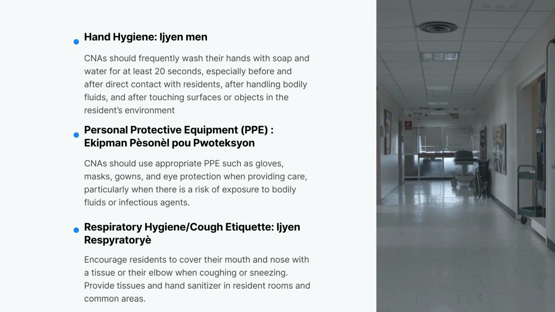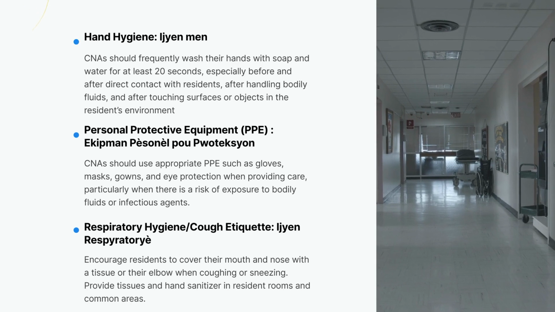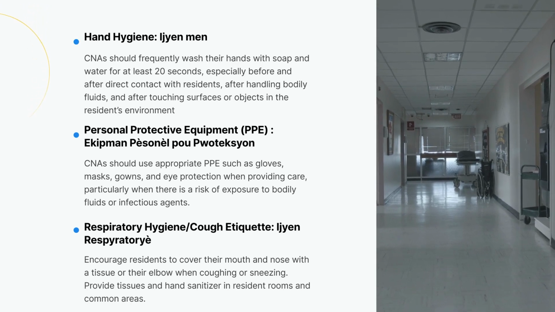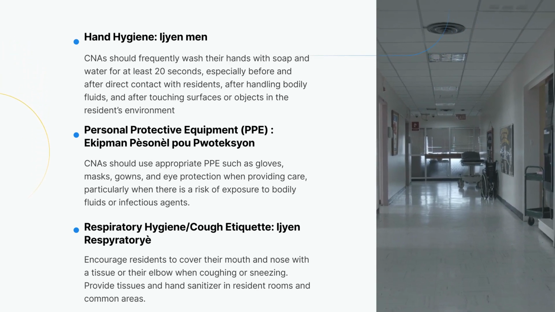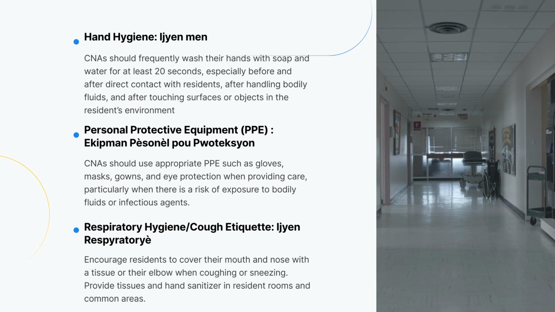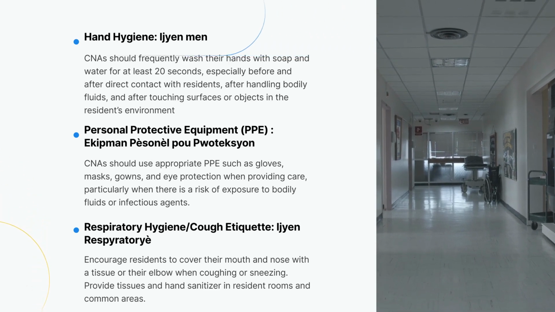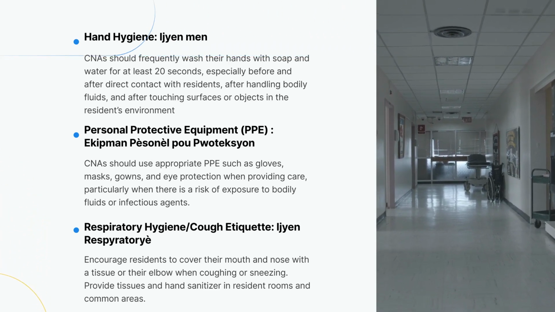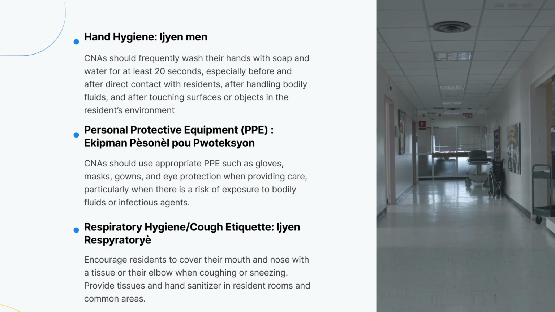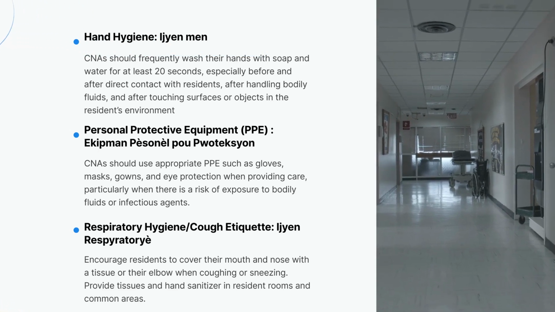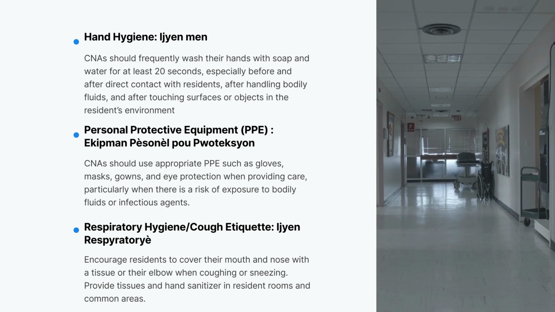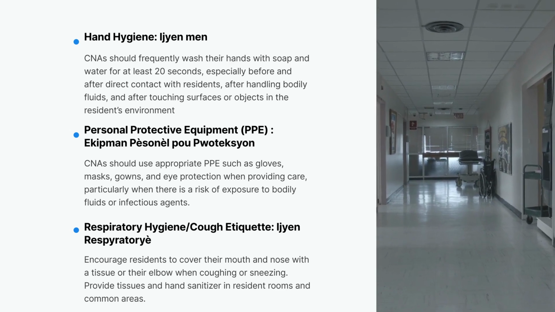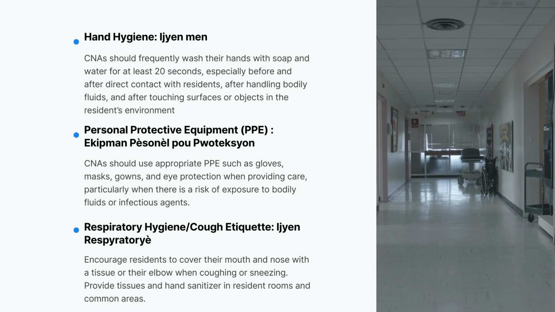Infection control is crucial for certified nursing assistants, CNAs, to ensure the safety and well-being of both themselves and the individuals they care for. Here are some key practices for CNAs to follow. Hand hygiene. CNAs should frequently wash their hands with soap and water for at least 20 seconds, especially before and after direct contact with residents, after handling bodily fluids, and after touching surfaces or objects in the resident's environment.